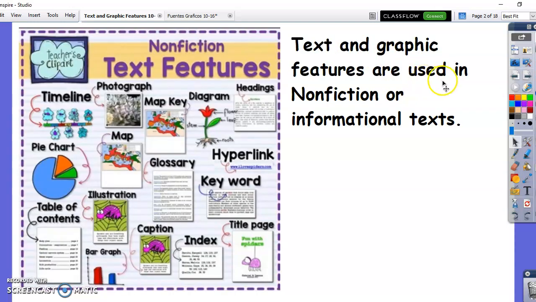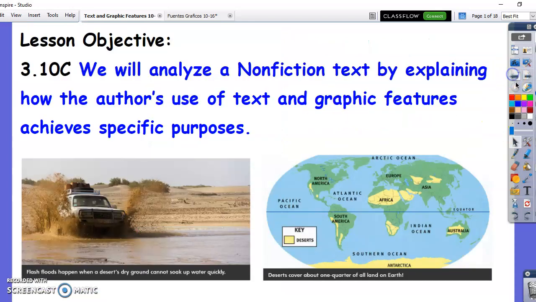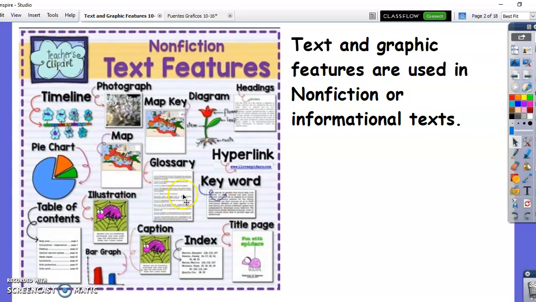Text and graphic features are used in nonfiction or informational text. That's just all we're talking about: the pictures and the captions, headings. Sometimes you'll see diagrams, and on the page previously you saw a map. All these things are included. Of course, the glossary you know about because of the vocabulary assignment we had last week. Sometimes you'll see illustrations and graphs, table of contents.